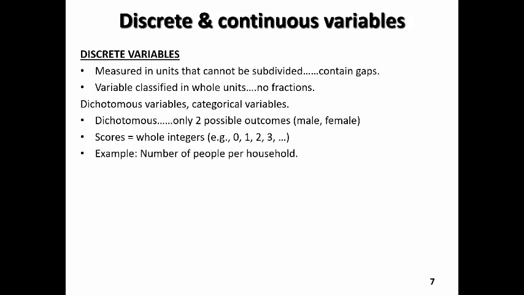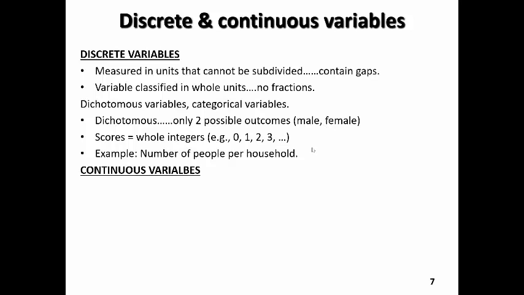And one example here of a measurement that would be classified as a discrete variable would be the number of people per household. And so the number of people living within a particular household would be scored as a whole number. Of course, coming back to the dichotomous example here, these are word descriptors, not numerical descriptors.